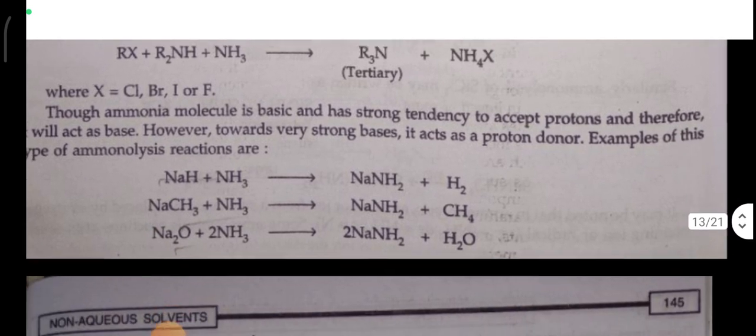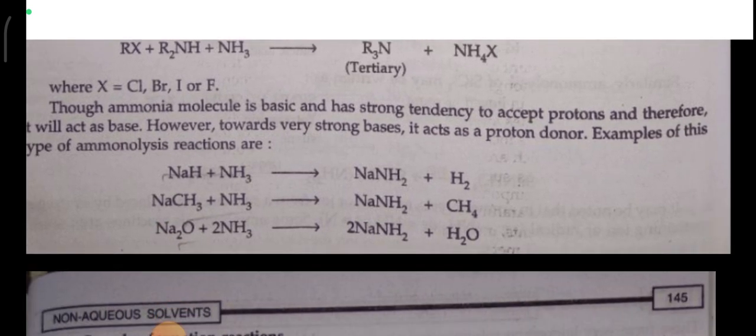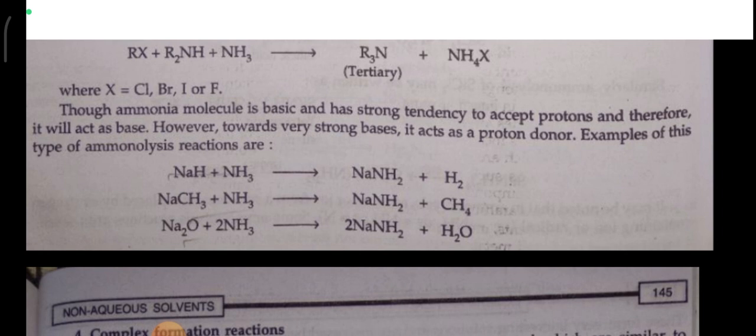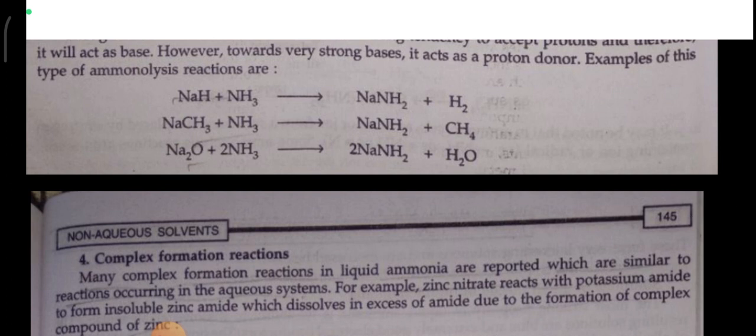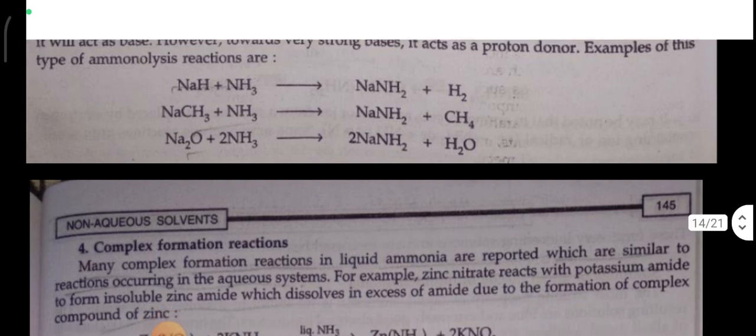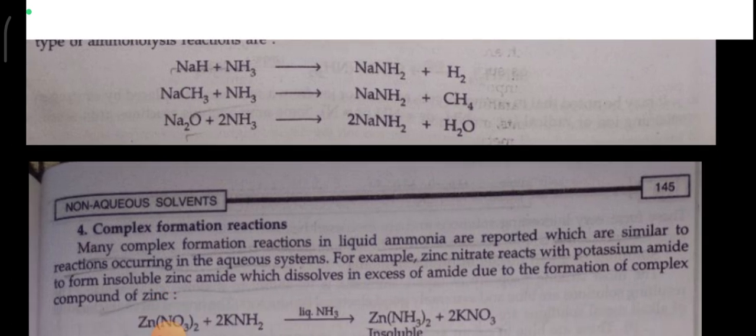Though the ammonia molecule is basic and has a strong tendency to accept a proton, and therefore acts as a base, towards very strong bases it acts as a proton donor. For example, in this type of ammonolysis reaction, NaH plus NH3 gives NaNH2 plus H2.